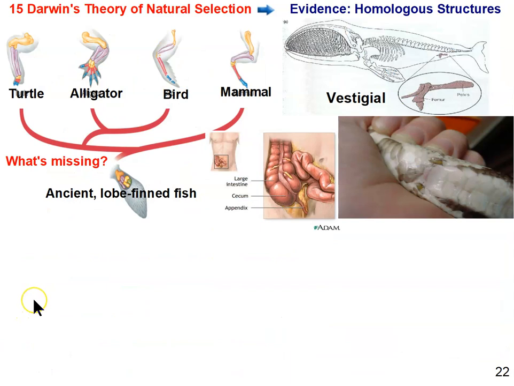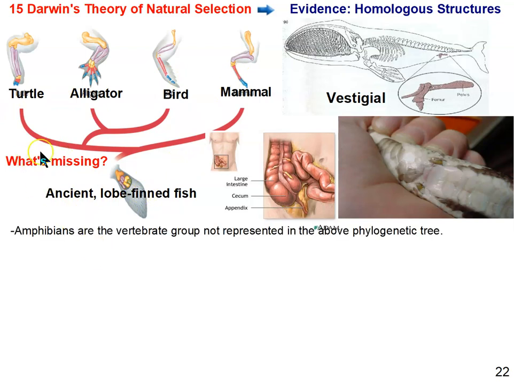Speaking of homologous structure, it itself is evidence of common ancestry, and anything that is evidence of common ancestry is evidence of evolution. So in this figure, we're looking at a phylogenetic tree of fish, reptiles, birds, and mammals, and the question is, what's missing? Fish, reptiles, birds, mammals, where are the amphibians? So what's missing are amphibians. I just wanted to point that out for no particular reason.